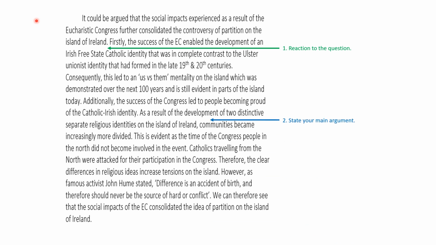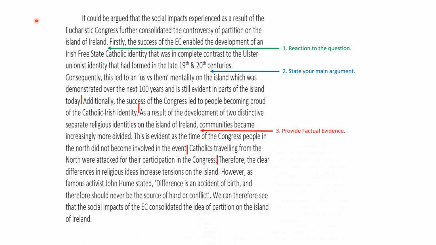Next thing that student did was state their main arguments. Their main argument was that there were separate identities on the island of Ireland that was contributed towards by the Eucharistic Congress. Next thing that student did is provide 4 to 6 pieces of factual evidence. So she's got 4 pieces of factual evidence here. Lastly, that student has explained 1 or 2 pieces of that evidence. So you can see that through that statement there, "This is evident as."